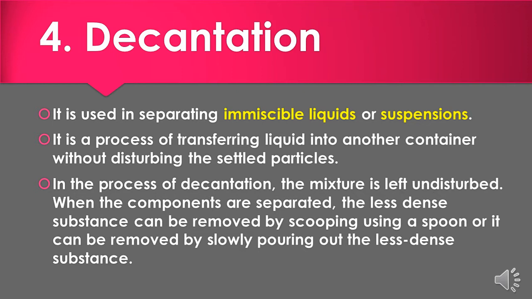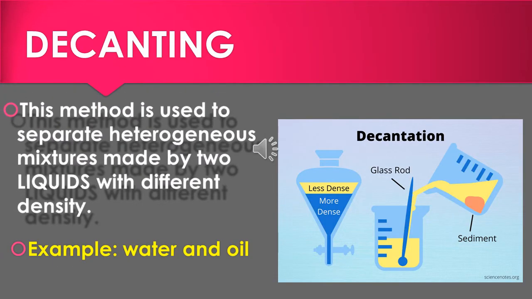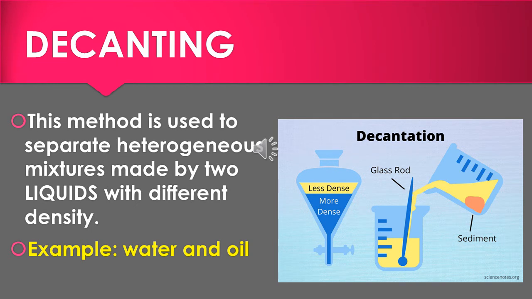I mentioned a while ago that you can separate mixtures through their density. So decantation uses the density of the mixtures. In this way, the less dense material will be removed from the mixture by pouring or by scooping. So pouring, scooping, that's decantation. This is an example here. When you separate water and oil, since oil is less dense than water, it will float on top of the water.